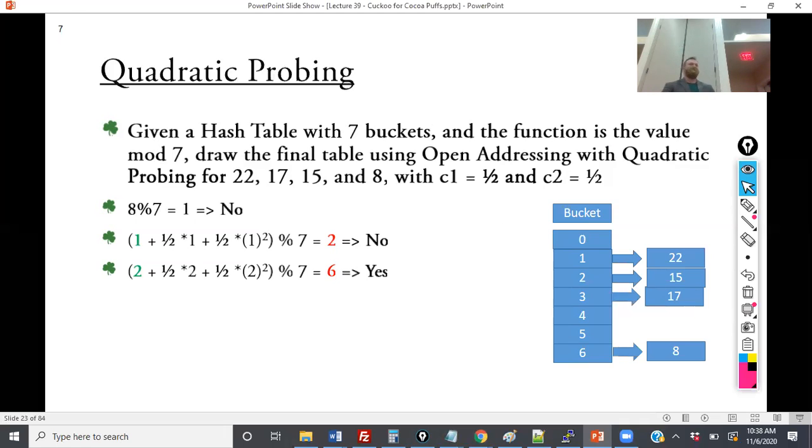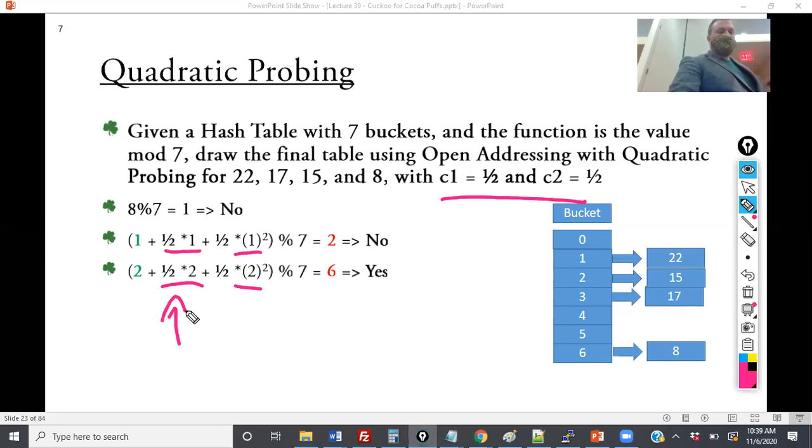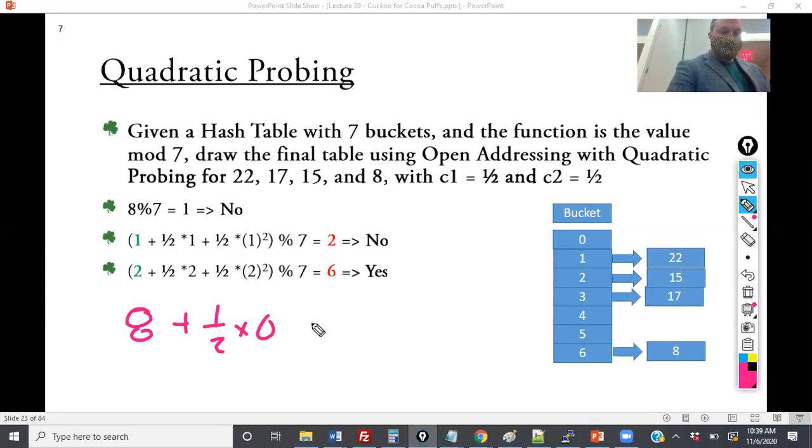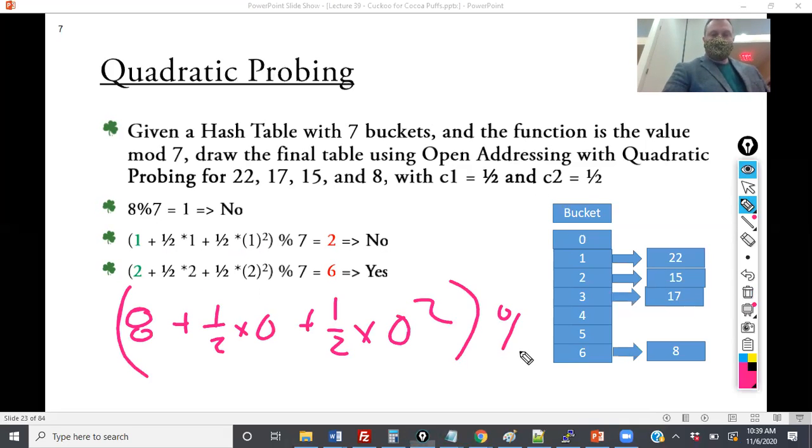Okay, does everybody understand that? Yes, question. Yeah, these are always going to be the same. You'll be given C1 and C2, right? So that's where the half is going to be. And as was described a little earlier, what's actually happening underneath the hood is 8 plus 1/2 times 0 plus 1/2 times 0 squared mod 7, if that was our initial iteration.